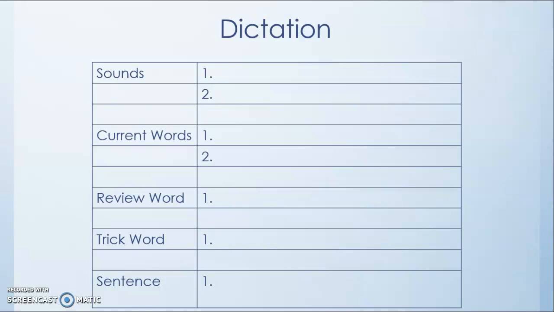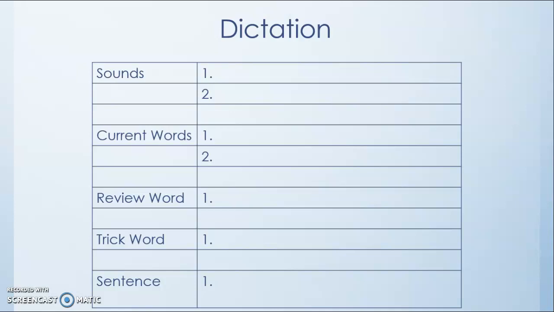All right, if you don't have your pencil or pen or notebook, you can pause this and come back. All right, I'm going to do some dictation. So like we said before, we're going to do 2 sounds, 2 current words, review word, trick word, and a sentence. Pause at any time. I will try and go the right speed, but I know sometimes I go fast. First sound is ow. Ow. We went over these earlier in our vowel teams.